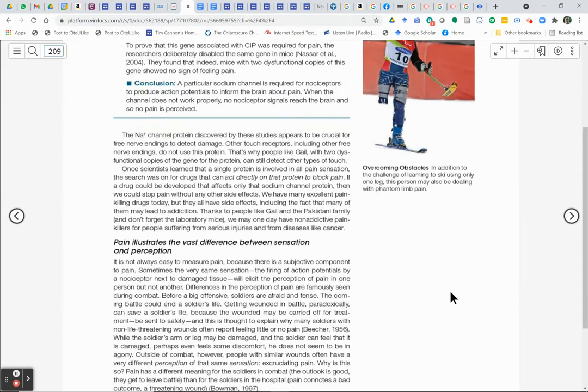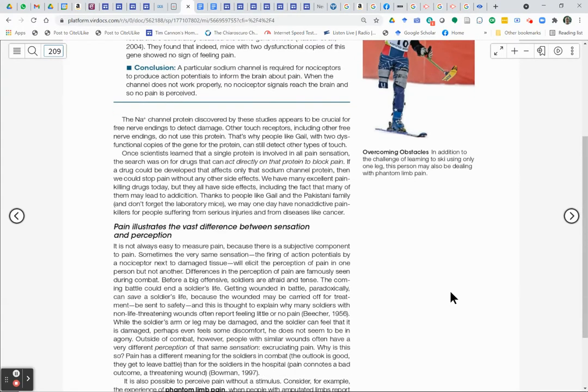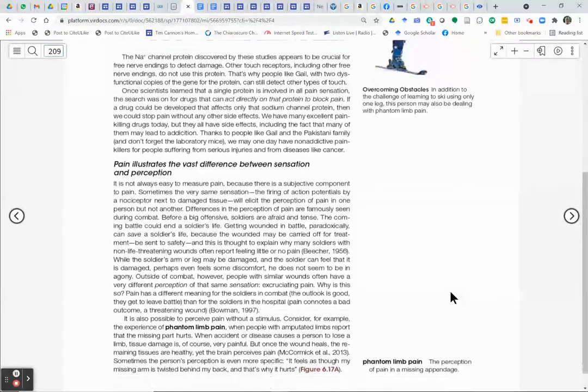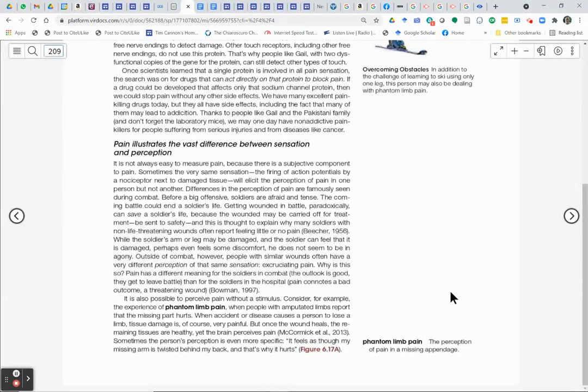Very interesting story, and it helps you review your action potentials. And don't forget the final, it's comprehensive. Pain illustrates there's a huge difference between sensation and perception. All right, we'll keep talking about pain.